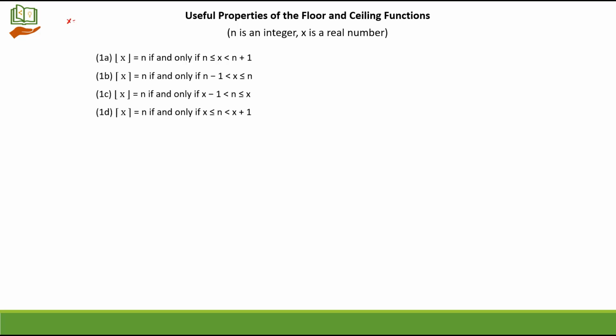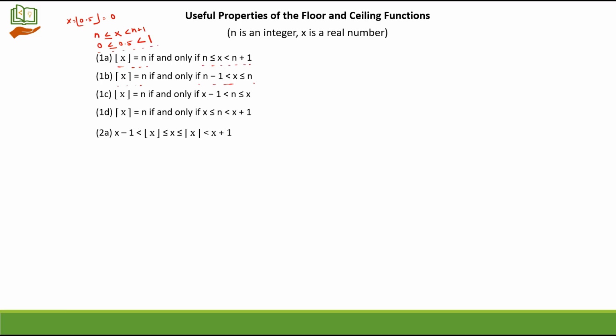Useful properties of the floor and ceiling functions. n is an integer, x is a real number here. Let's take x is equal to 0.5. What is 0.5 in terms of floor? It is 0. So here let's check this condition: n less than or equal to x less than n plus 1. If n is 0, we can have 0 less than or equal to x, where the value is 0.5, less than 0 plus 1, which is 1. So this part is actually correct.